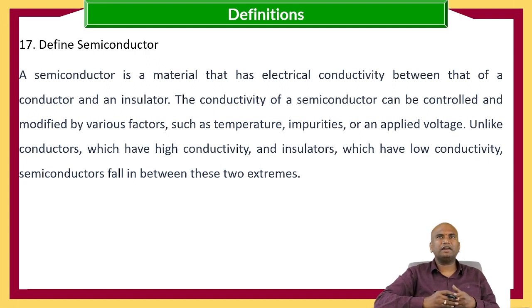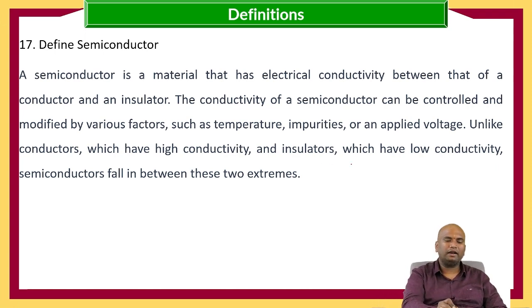These semiconductors have electrical conductivity between the conductor and insulators, and the conductivity of semiconductors can be controlled with different factors, such as temperature, adding impurities, or an applied voltage, unlike conductors which have high conductivity and insulators which have low conductivity. But semiconductors fall between these two extremes.